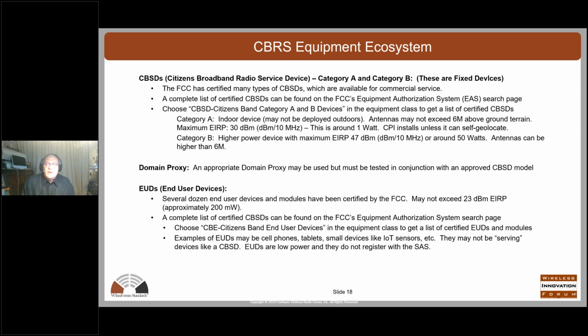CBRS can operate with a domain proxy. The domain proxy may be used to report things through to the SAS. Generally speaking, if a domain proxy is being used when it's tested at the FCC, the CBSD and the domain proxy are tested together. Next is the end user devices. These are lower power devices that don't exceed around 200 milliwatts. They do not exceed 23 dBm EIRP. They might be things like cell phones and other operating devices. Next slide, please.